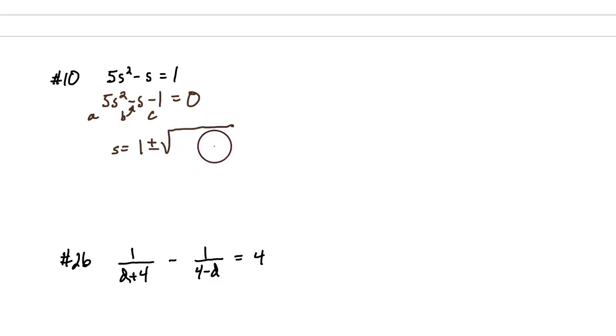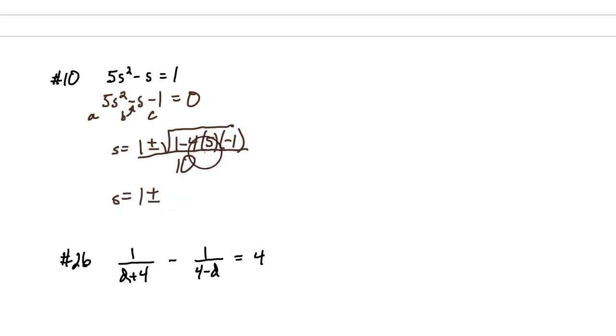Now inside here is our discriminant, our b squared minus 4ac expression. So -1 squared makes 1. For letter A, 5. For letter C, -1. This is all divided by 2 times A. 2 times 5 makes 10.